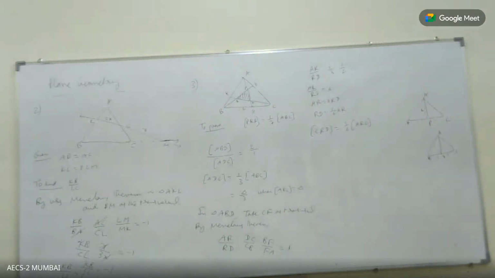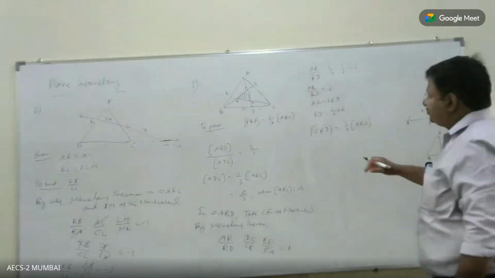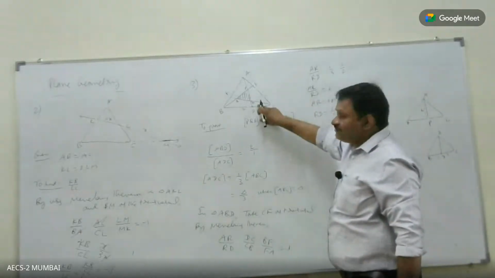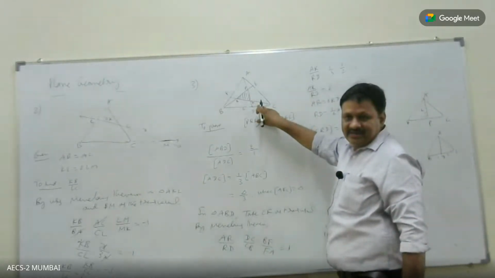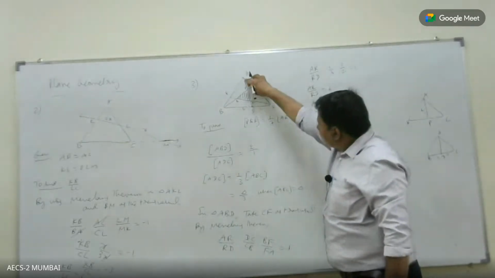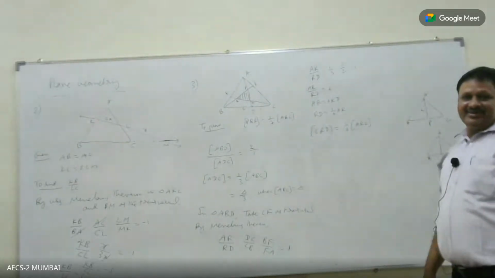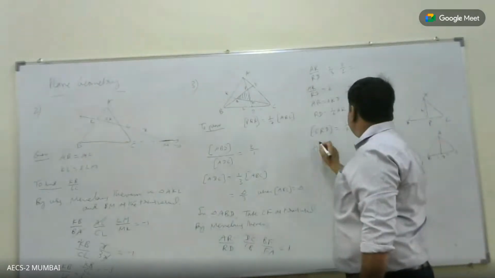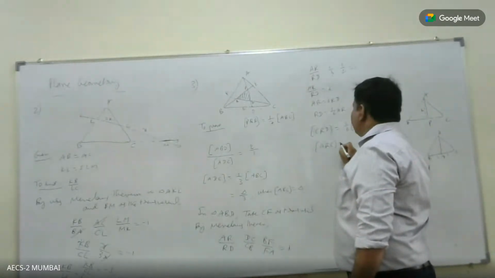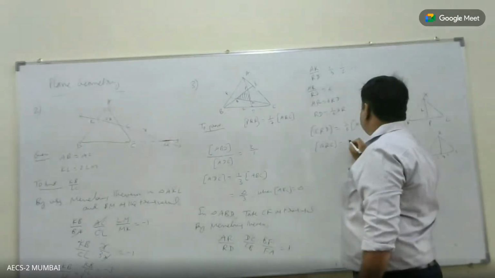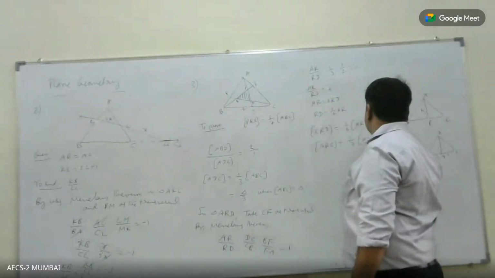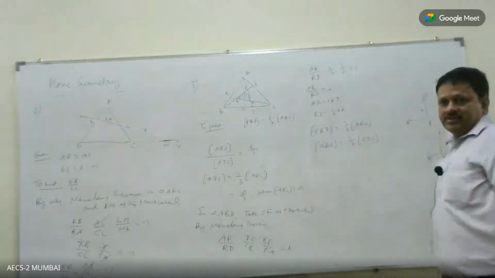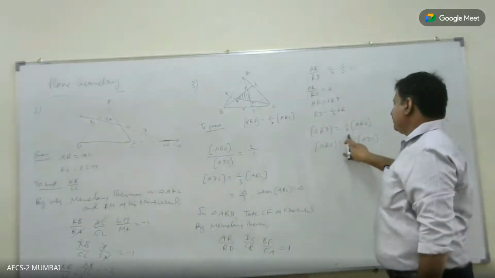So what next? This area is 6 times this. That's what we are getting. Correct. Now what about this area in terms of ADC? Yes, sir, 1 by 7. Therefore, area of ARC equal to 1 by 7 of ADC. Yes, 6 by 7. 6 by 7, because this is bigger.